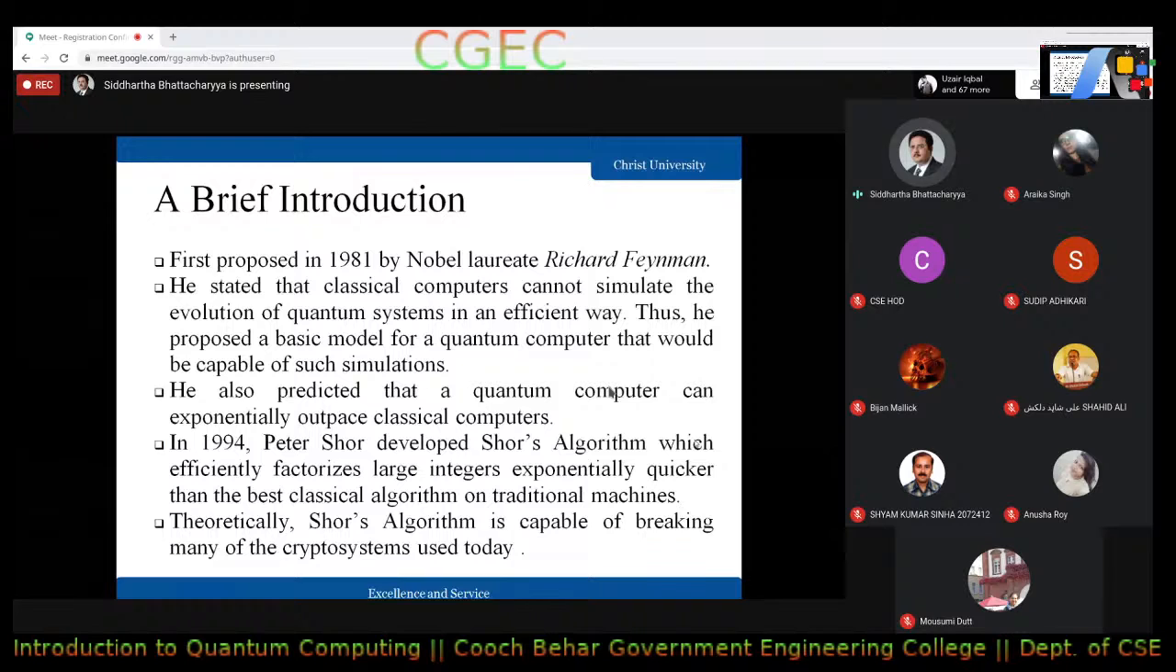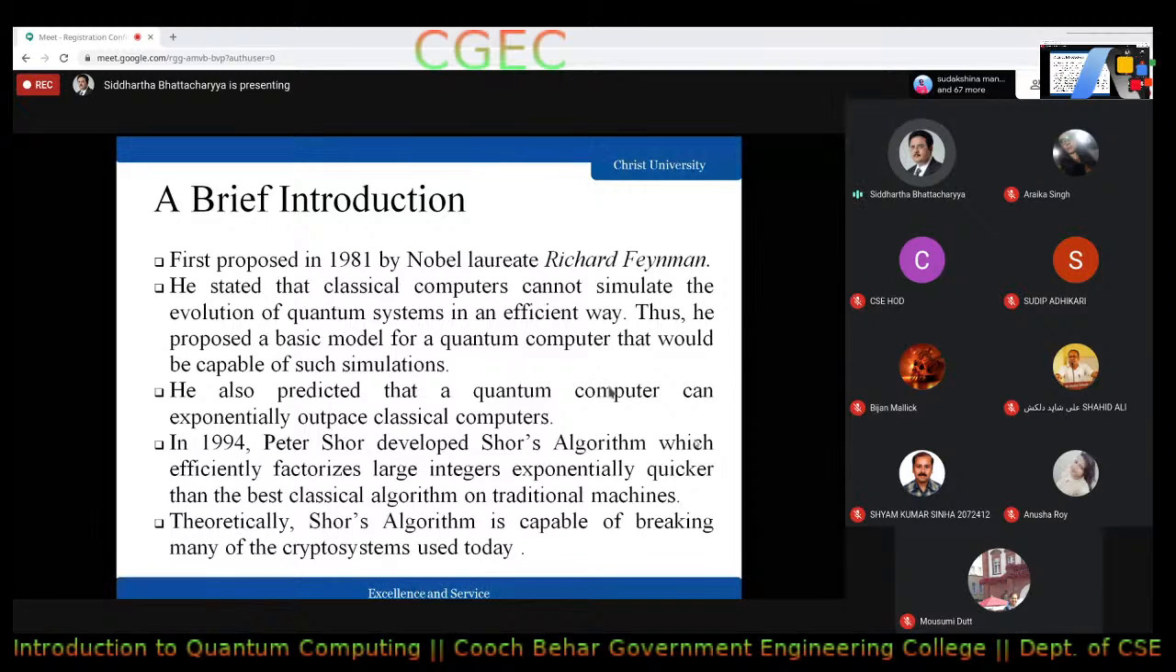Now, let us have a brief introduction to how this field evolved. It was first proposed in 1981 by Nobel laureate Richard Feynman. He said that quantum computers will be more efficient than classical computers, given that quantum computing principles are different from those of classical computers. So he proposed a basic model of a quantum computer. He also predicted that a quantum computer would exponentially outpace classical computers. That was his vision, and he was right. But I told you that specific applications will require quantum computers, not that every application will.